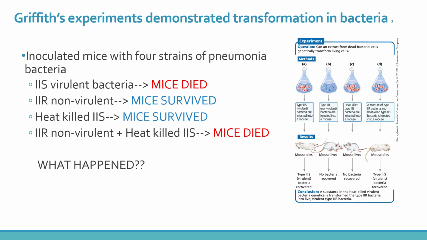Then he looked at those heat-killed virulent bacteria and noticed that the mice survived. So this indicates that there's something about the live bacteria that's causing the infection. But then things got interesting when he looked at that mix of non-virulent and virulent. Non-virulent by itself shouldn't cause any problems. Those mice should survive. And he had shown that the heat-killed strain didn't kill the mice either.